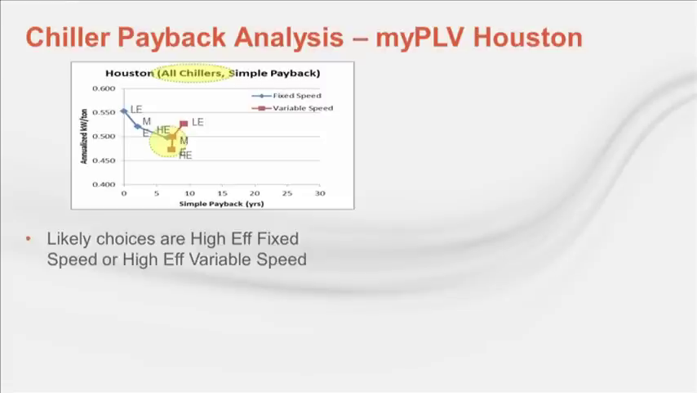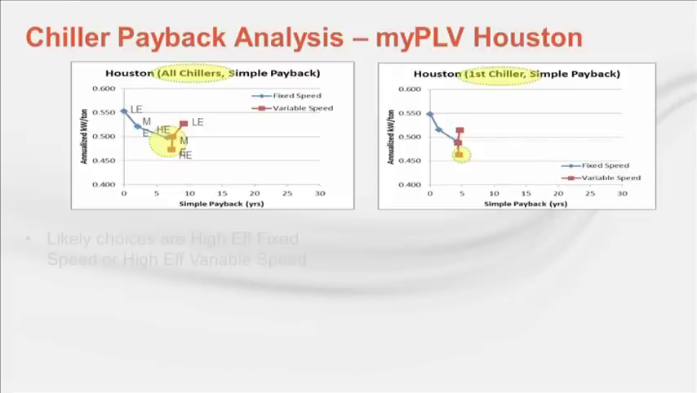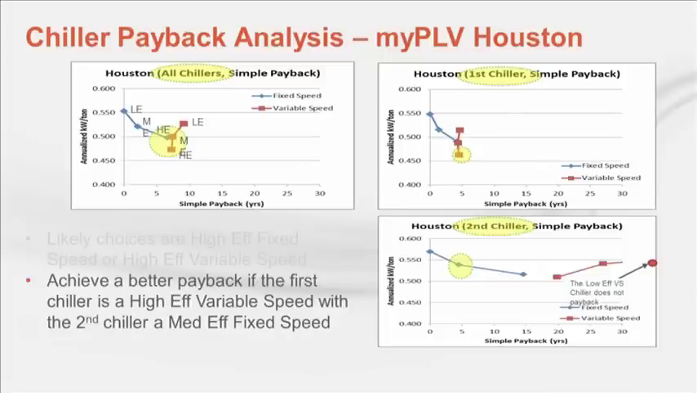If life cycle cost is the goal, the improved performance for high efficiency fixed or variable speed chillers seems to make sense. However, the payback years is getting up there. If the chillers are examined individually, the payback period for a high efficiency variable speed chiller is pretty good for the first chiller. The second chiller, however, appears to favor a medium efficiency fixed speed chiller. Variable speed for the second chiller has a very long payback or none at all.